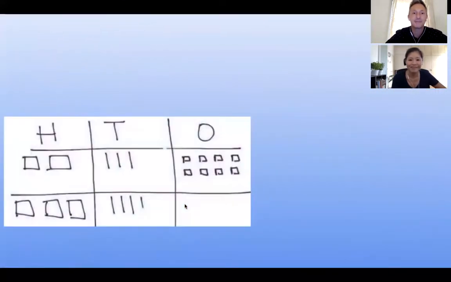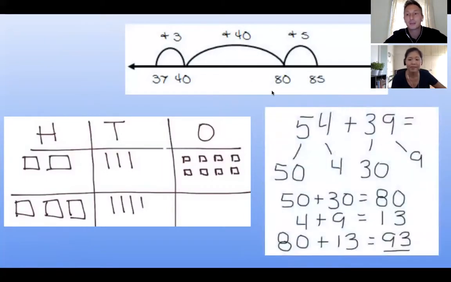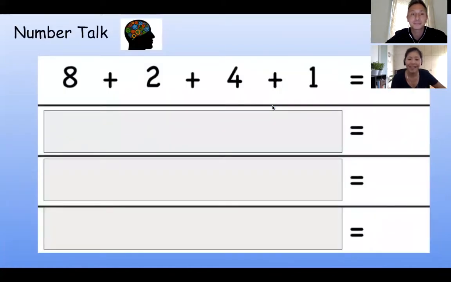Okay, here we go. As your math strategies, we have your base 10. Remember, that's with your hundreds, tens, and ones. And we have your number line. And we also have the decomposing strategy that you are going to use to solve those math problems. And it is your choice to decide which strategy works best for you.